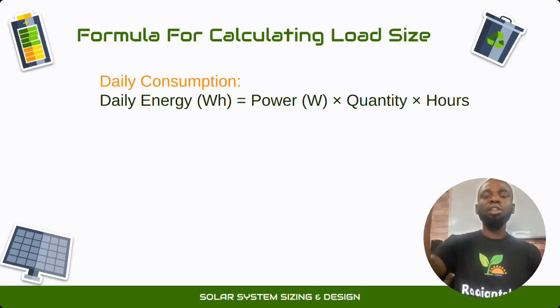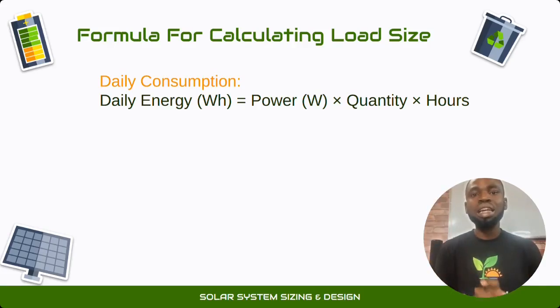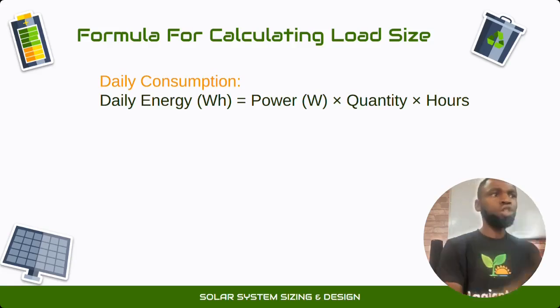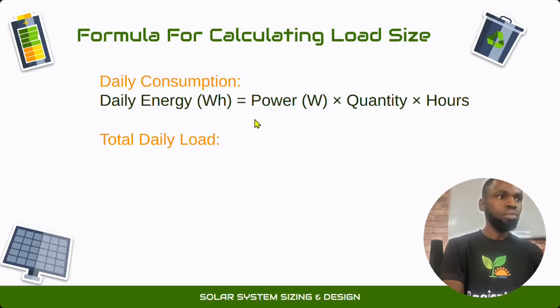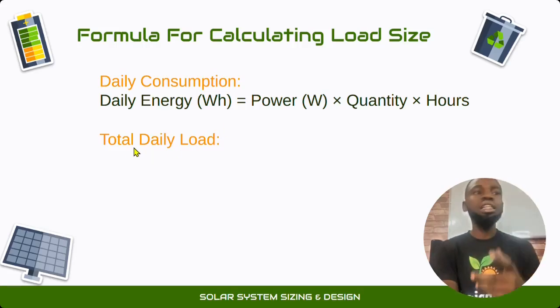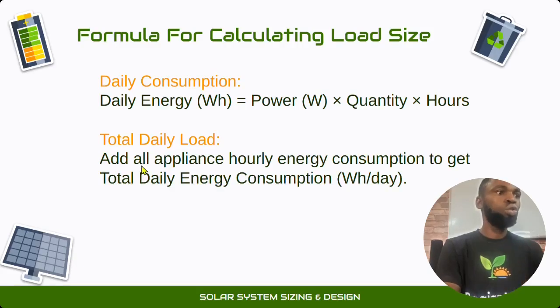If you do all this, compile everything and add everything, you'll be able to get the total energy used for the day. So this is the formula you need. Don't forget about this, take a note. This is daily consumption. So if you want to do your total daily load calculation, you add all the appliances' hourly energy consumption to get your total daily energy consumption.